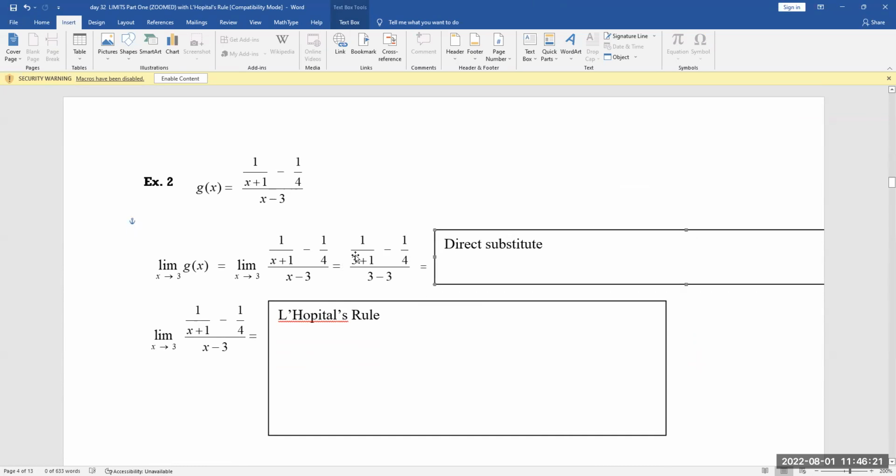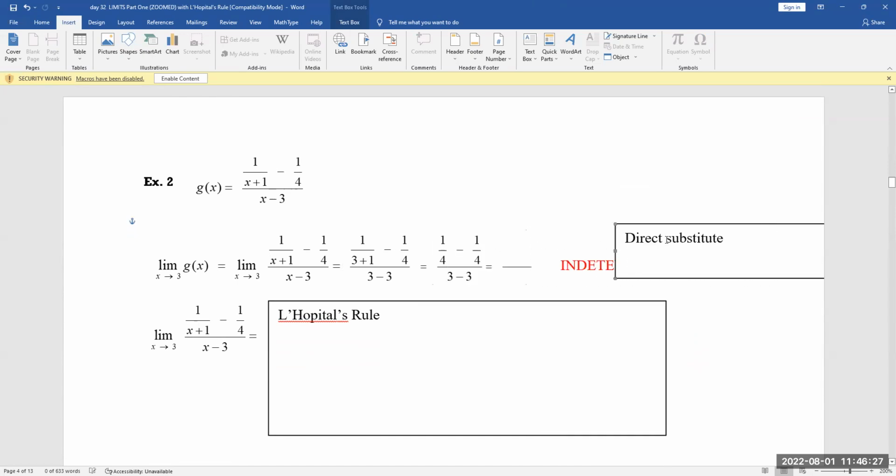You get 1/3 plus 1 minus 1/4. You get 1/4 minus 1/4 in the numerator and 3 minus 3 in the denominator, and you get 0/0, which is our indeterminate form that indicates that L'Hopital's rule can be used.